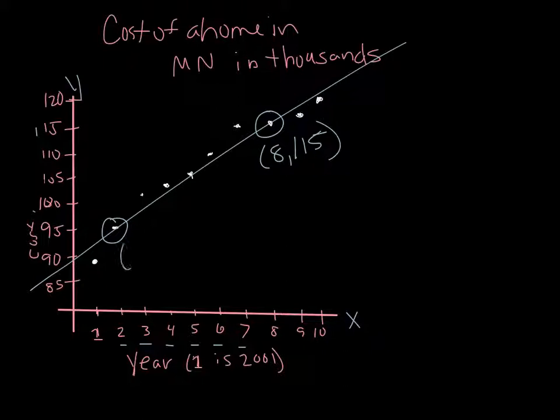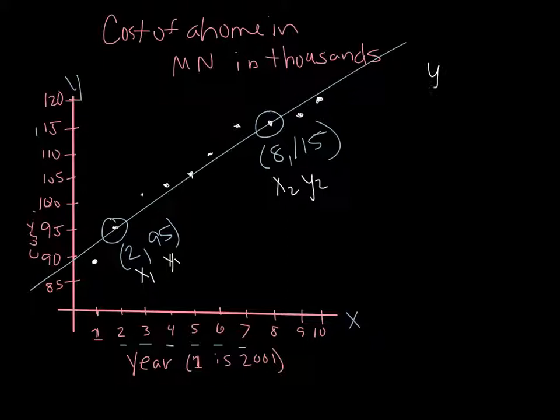In 2002, the cost of this home was about $95,000. Our goal here is to be able to write an equation of this line so we can use it to predict. Once we have 2 points, we can find 2 things. We can find the slope, and then we can also write an equation. So using these 2 points, we're going to find the slope.